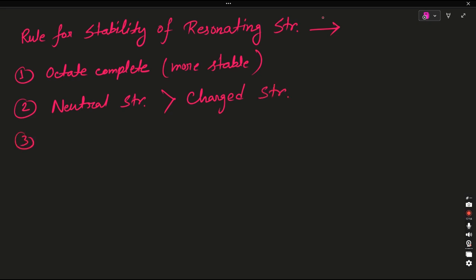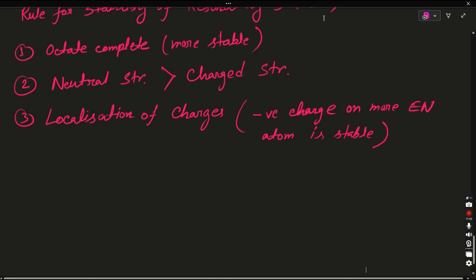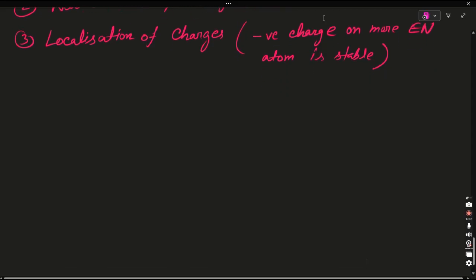Thirdly, the localization of charge. That means negative charge on the more electronegative atom is more stable. Negative charge on the more electronegative atom is more stable and vice versa also. Positive charge on the more electropositive atom is more stable.